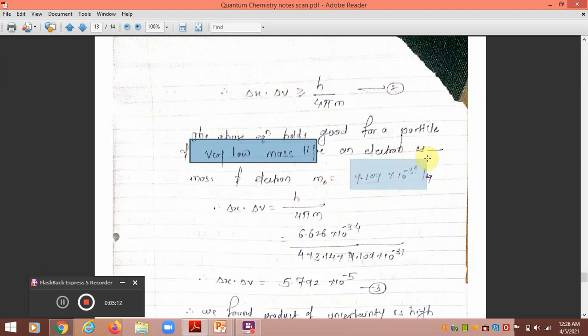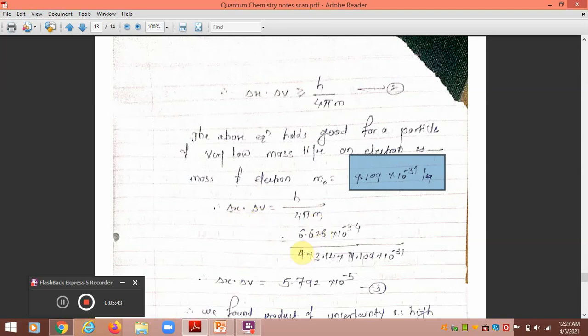So therefore, if you put this value in this equation, that is mass, because this h is the Planck constant, pi is 3.14, and m is the mass of the electron, which is 9.109 × 10^-31. If you put all these values, then the product of the uncertainty in its position, delta x, and the uncertainty in its velocity, delta v, can be calculated. Simply it is 5.792 × 10^-5.